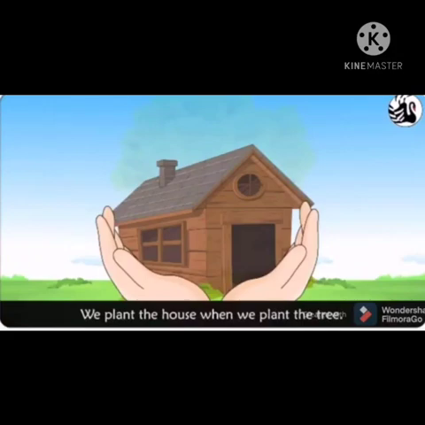We plant the house when we plant the tree. So in the first paragraph, the poet mentioned that we are planting a ship when we plant the tree. Now in this line, the poet is telling us we are planting a house when we are planting a tree. And it shows how the parts of the tree are used to make a house.